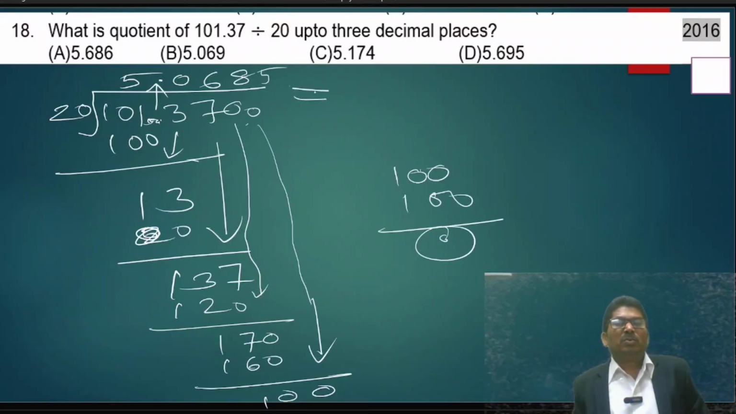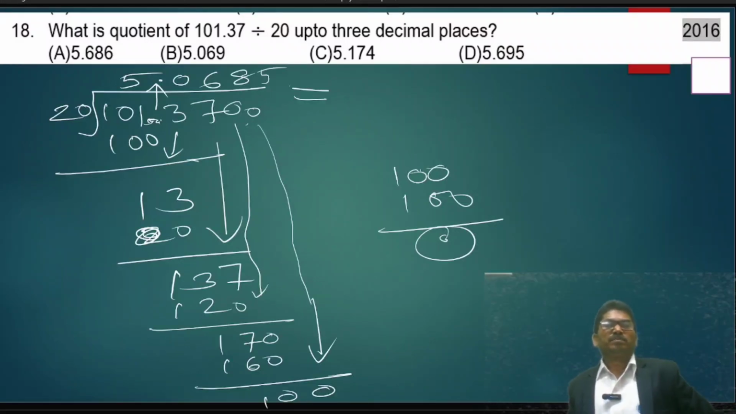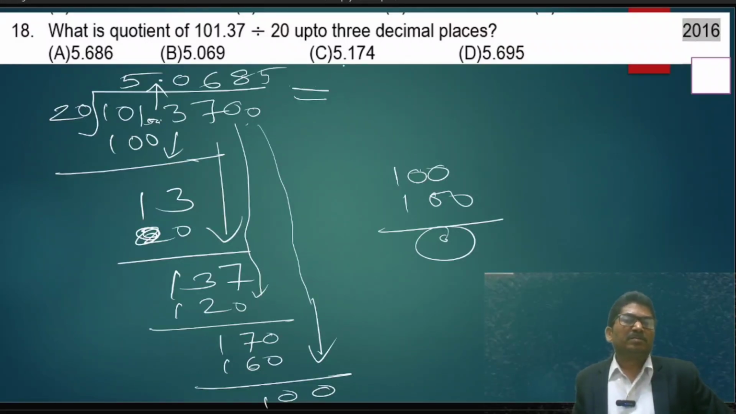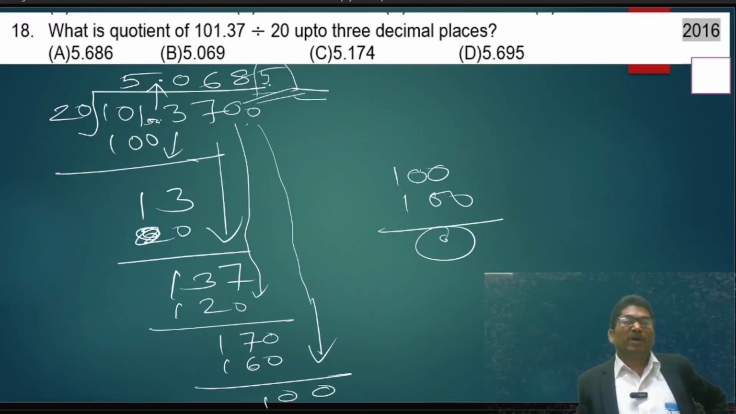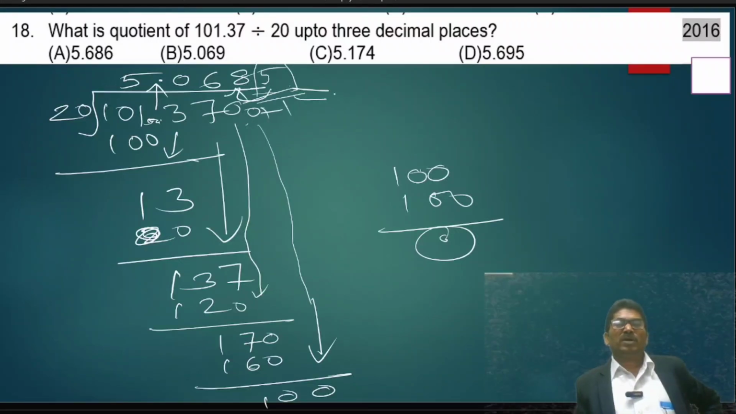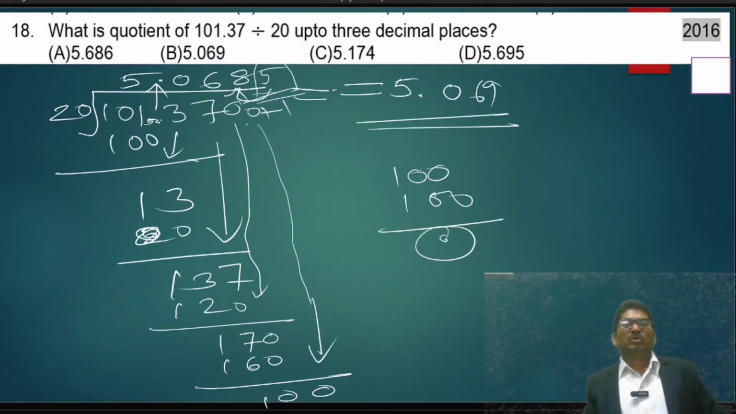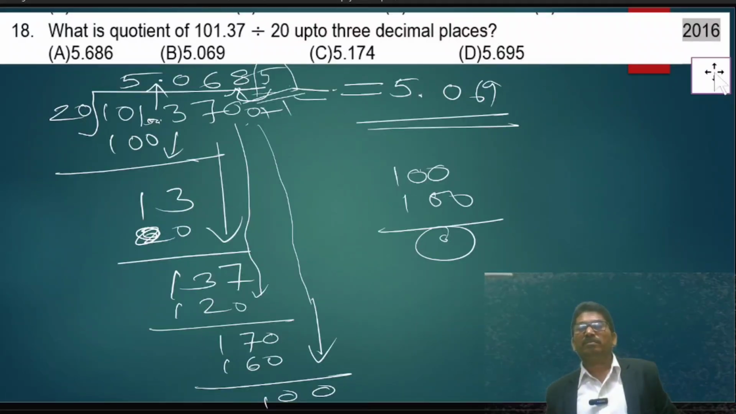Here we are asked to round up to 3 decimal places, up to 3 decimal places. 1, 2, 3. To remove this 4th decimal place, we have to follow the rounding rules: 5 or more than 5, add 1 to the required place. So we have to add 1. What is the correct answer? 5.069 is the correct answer. So B is the correct option.